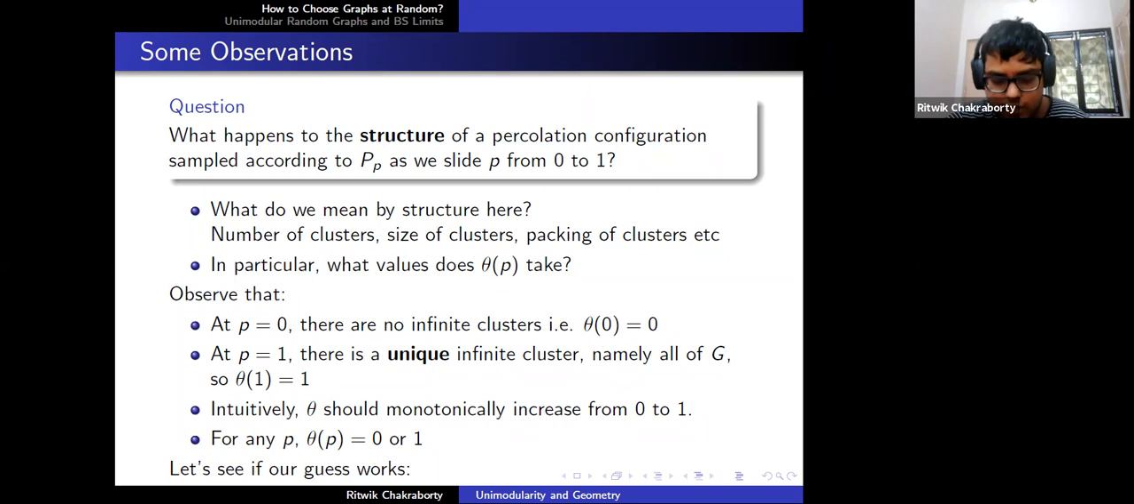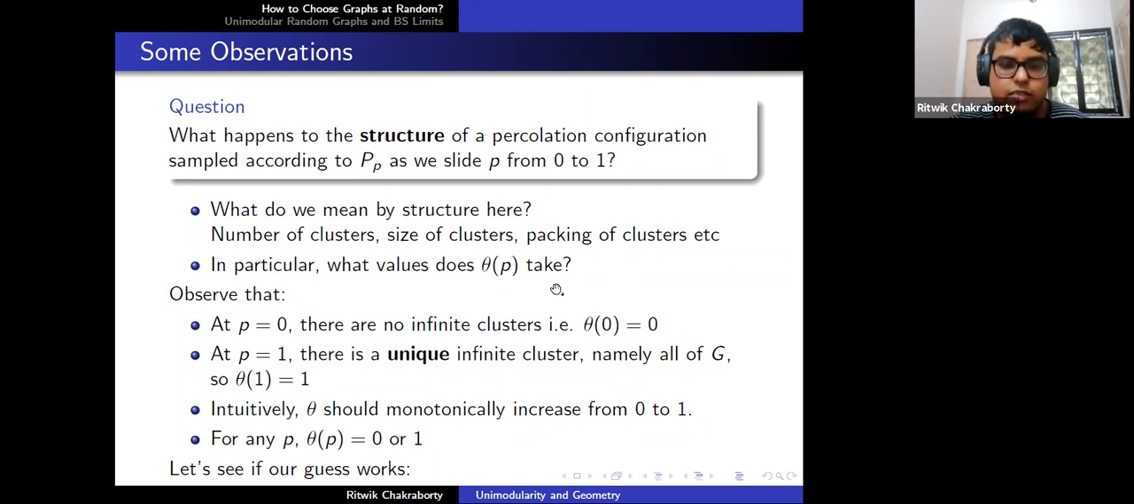So that means that in particular, if you start out with no clusters, right? At p equal to 0, you have no clusters at all because all edges are closed, right? As you start increasing p, you start seeing small finite clusters emerging, and these start coalescing as you increase your p, right? So when we talk about structure, we're talking about this phenomenon. In particular, for instance, what happens to the number of clusters as p goes from 0 to 1? What happens to the size of clusters? What happens to the packing of clusters? That is, how does their mutual arrangement change, right? So that's what we mean by structure.